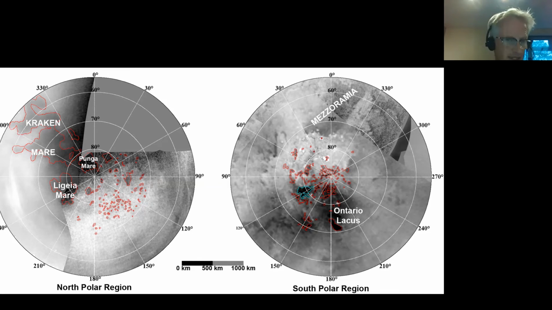Also, in the bottom right of the same image on the left-hand side, are numerous smaller lakes, and more numerous than in the southern hemisphere. On the southern hemisphere on the right, we see a distribution of lakes, and a very large lake, Ontario Lacus. None of these are classified as seas.